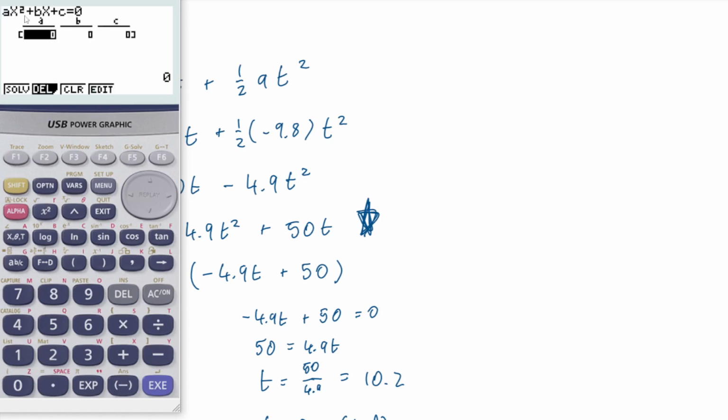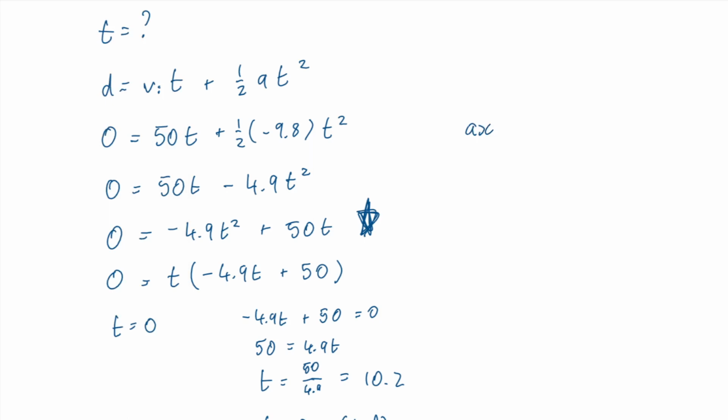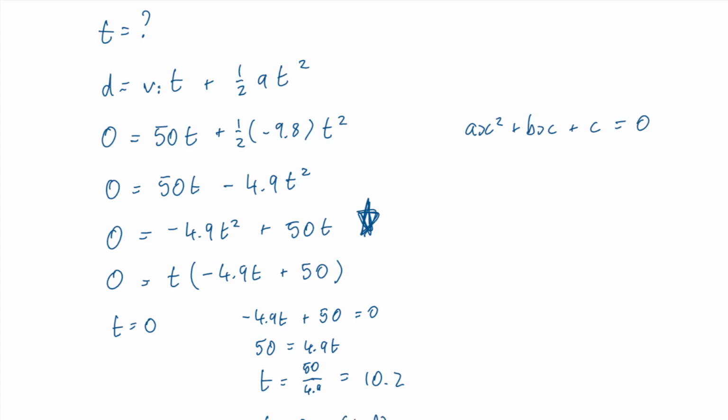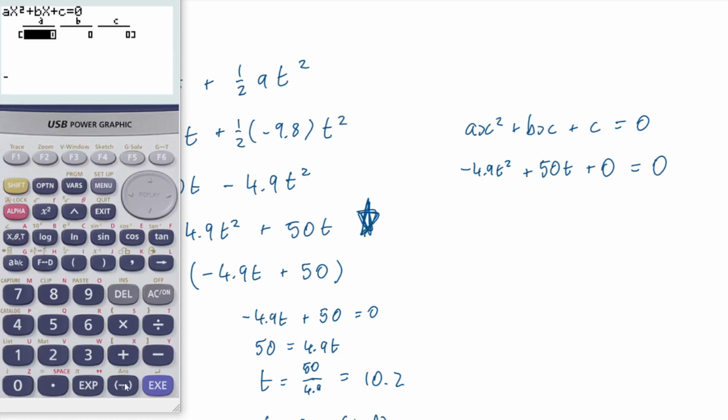And see at the top, ax squared plus bx plus c equals 0. If your formula is in that form, you can put in the values. So we have minus 4.9 t squared plus 50t plus 0 equals 0. So in for A, we'll go minus 4.9, execute. In for B, positive 50. In for C, 0.